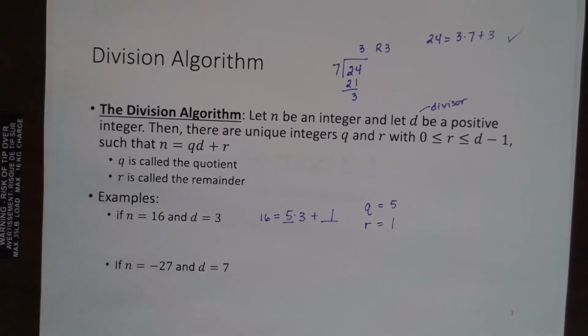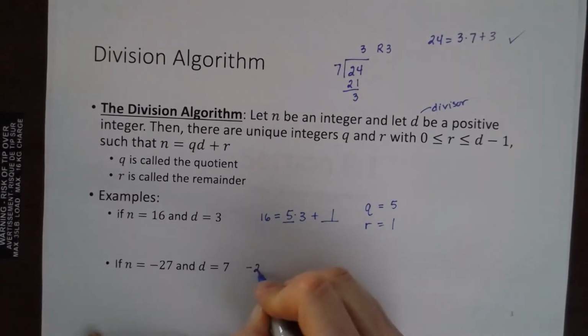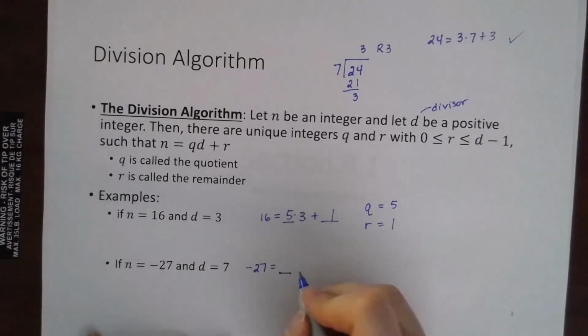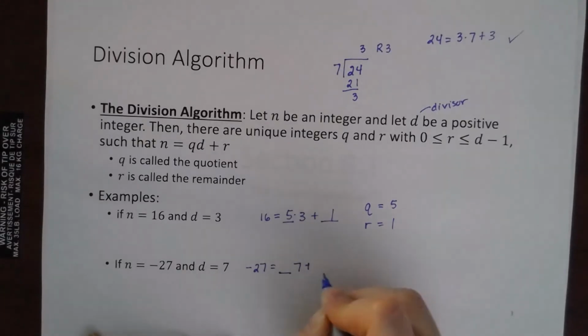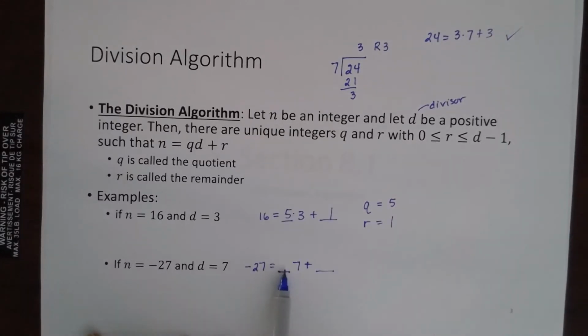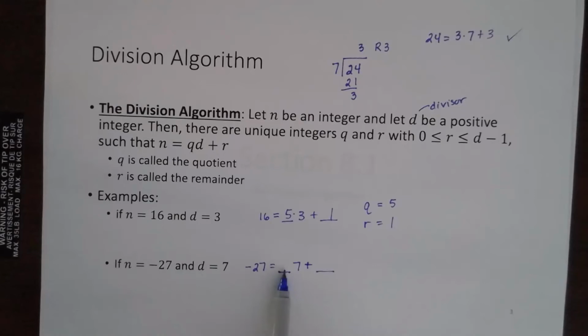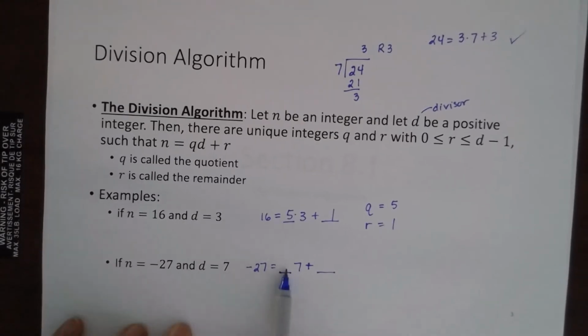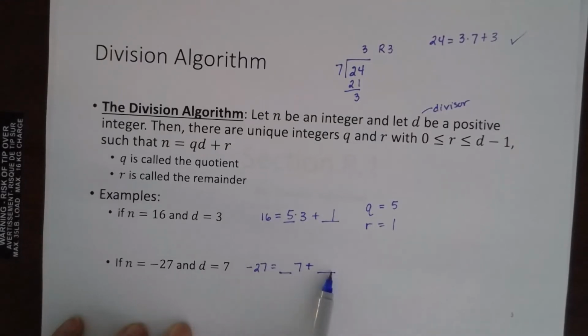Now this gets a little bit tricky when we go to negative numbers. So imagine I have negative 27. I want to write that as some quotient times the number 7 plus a remainder. What should we put in here for the quotient? Negative 3, which is what you'd probably guess. If I put negative 3, I'll get negative 21, and then what would I have to add? I'd have to add negative 6.